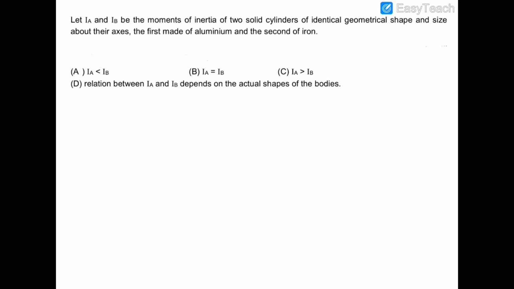So we can easily see that for the same volume, the mass of the iron cylinder would be greater than the mass of the aluminium cylinder, due to the fact that the density of iron is greater than the density of aluminium. The moment of inertia depends on the mass of the object, and therefore we can say that the moment of inertia of the cylinder made up of iron would be greater than the moment of inertia of the cylinder made up of aluminium. So the correct option would be option number A. Now we move on to the next question.